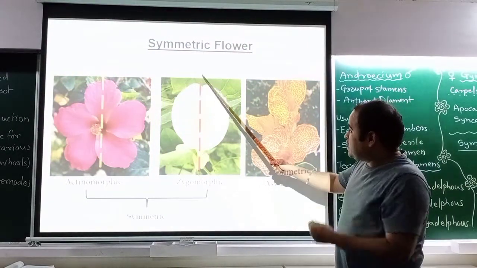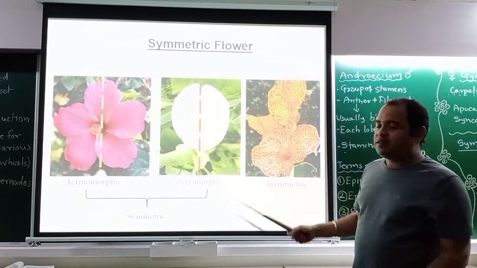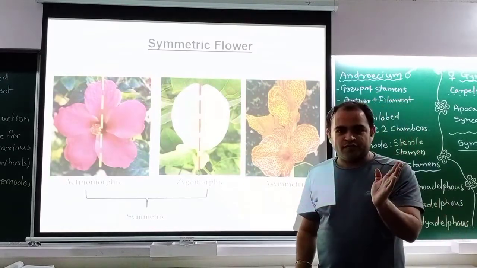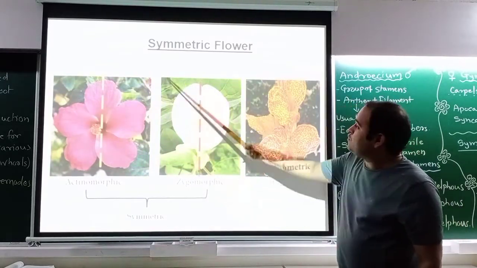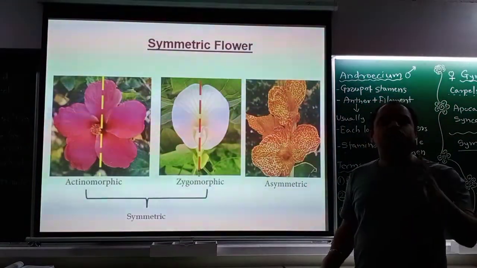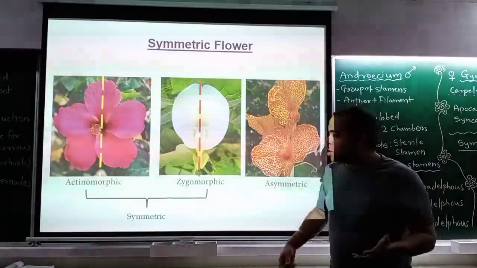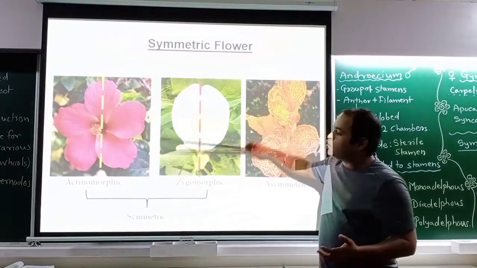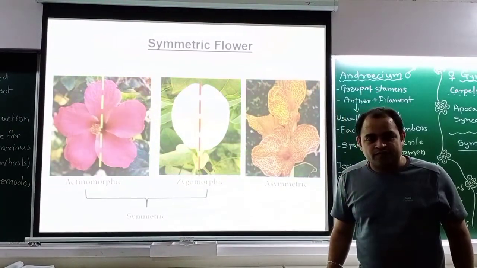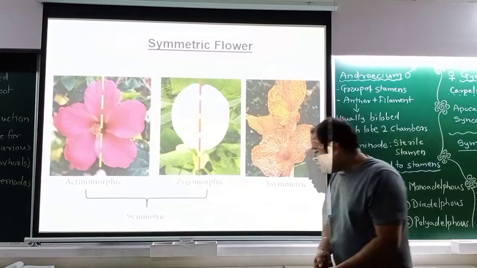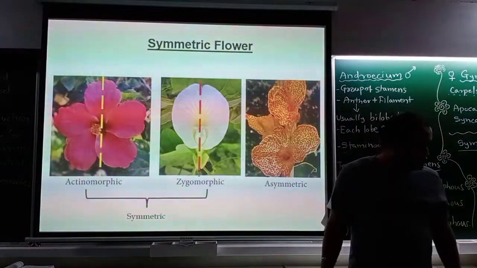This particular flower is getting divided into two equal halves, but only with a specific plane. If you put this particular axis in this fashion only, then you will get two equal halves. If you put it like this, or like this, you are not going to get two equal halves. Or even if you put it like this, you are not going to get equal halves. So this is the basic feature.